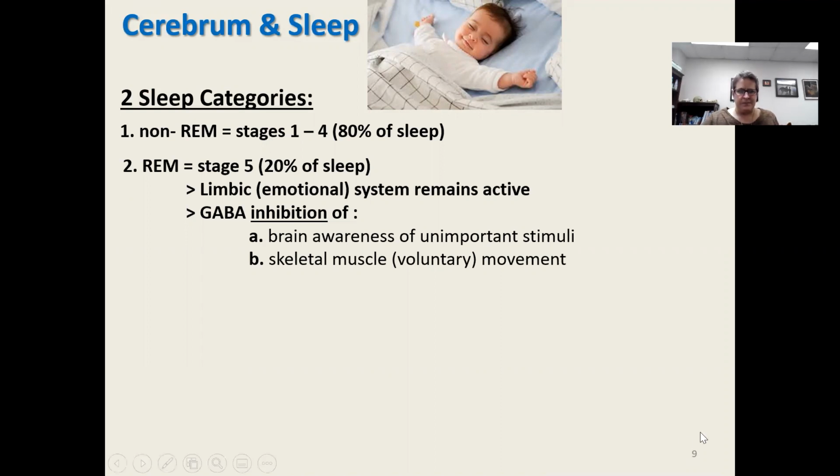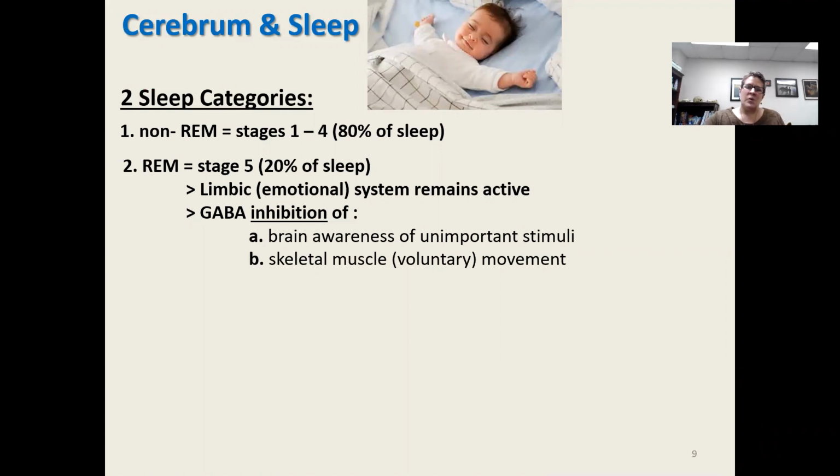cycling through the night. Now, what happens during REM sleep is that your limbic or emotional brain remains active. So if you've ever had a dream where you've laughed or cried or were upset, those emotions are all there and active in your limbic part of your brain.